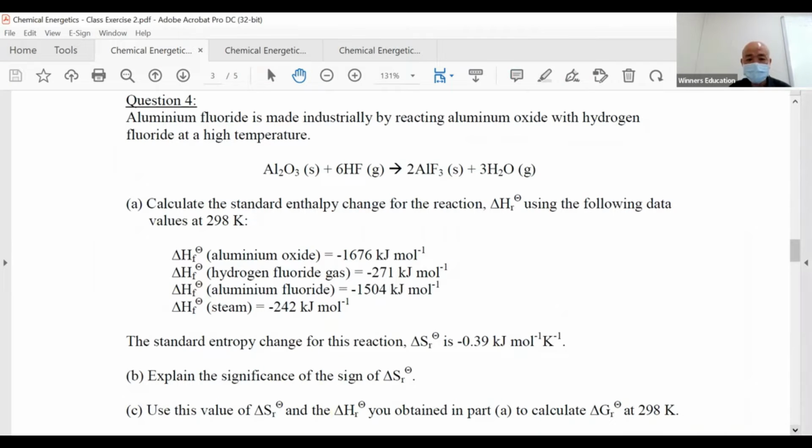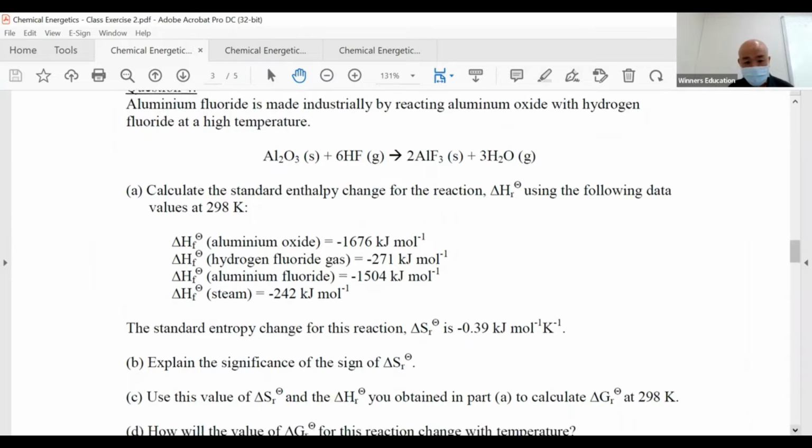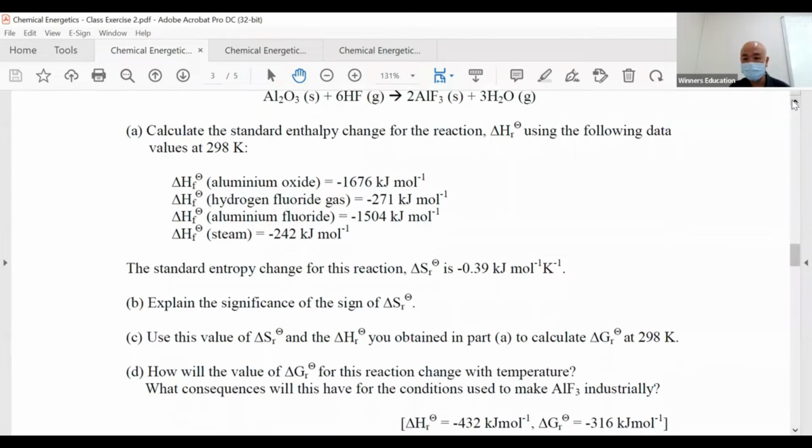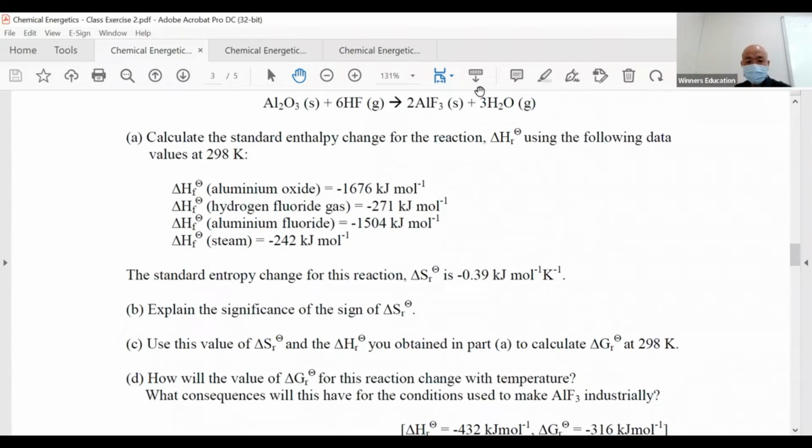Aluminum fluoride is made industrially by reacting aluminum oxide with hydrogen fluoride, right? So basically the equation, that's all I care about, right? Balance, state symbols all in, I say, ooh la la, you're mine, okay? Calculate the standard enthalpy change of this particular reaction when you're given what? When you're given the formation enthalpy of 1, 2, 3, 4, everything out.